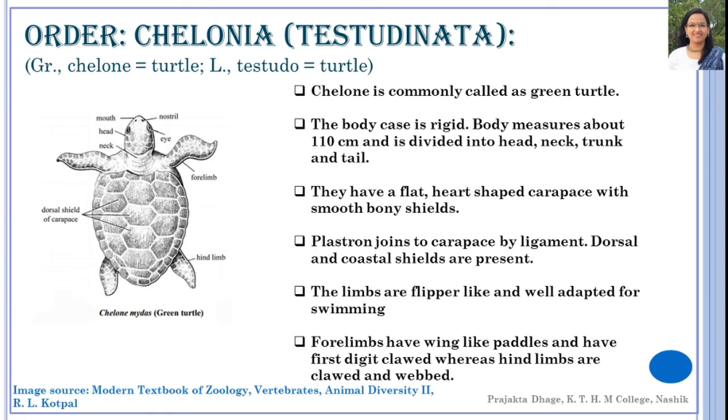So let's move on to the description of the chelone. Now when we talk about chelone, it is commonly known as a green turtle. Okay, now its body is going to be rigid and measuring about 110 centimeters. It is divided into head, neck, trunk and tail. Now they are going to have a flat heart-shaped carapace with smooth bony shields. Plastron, which is going to be present below on the ventral side, joins to the carapace by means of the ligaments. Dorsal and costal shields are present.